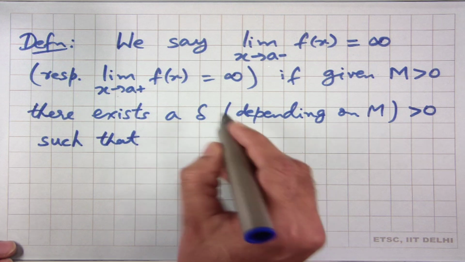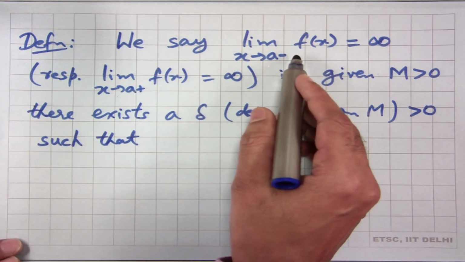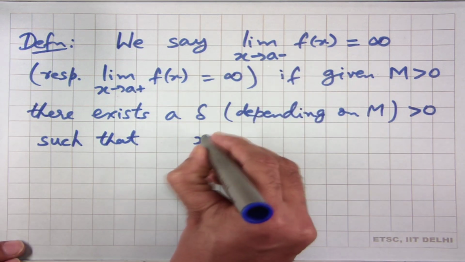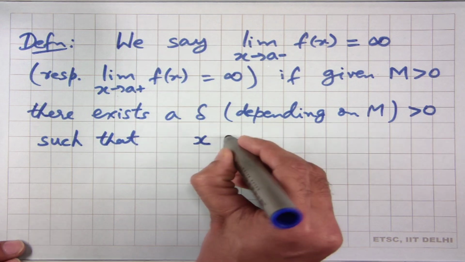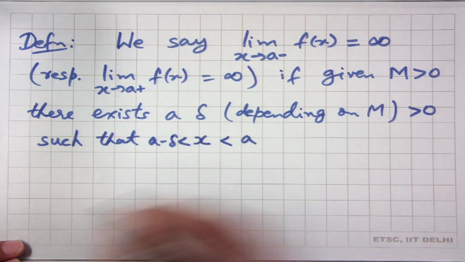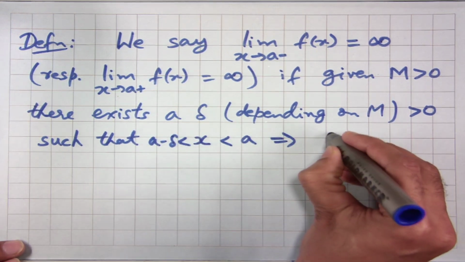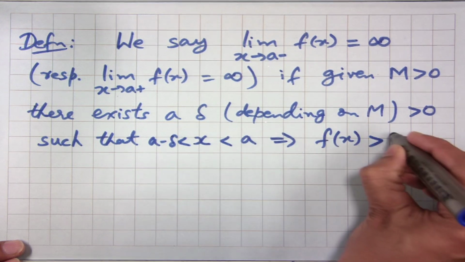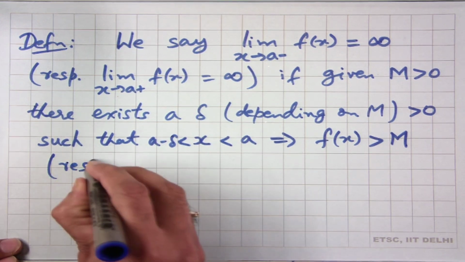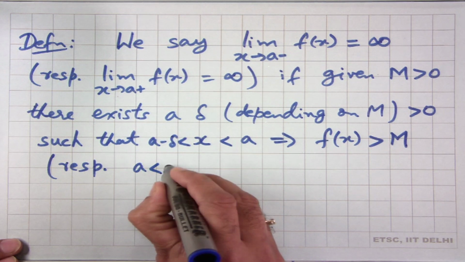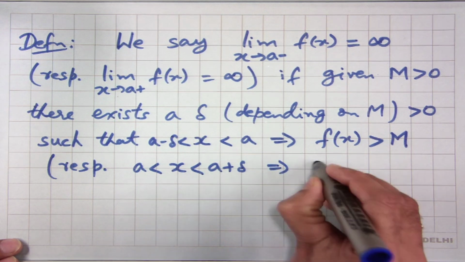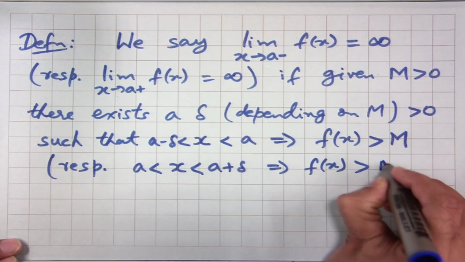such that, for the left hand limit we are only looking at the interval to the left of a. So, if x is less than a and greater than a minus delta, this should imply that f of x is greater than m, and for the right hand limit respectively, if x is bigger than a and less than a plus delta, then f of x should be bigger than m.